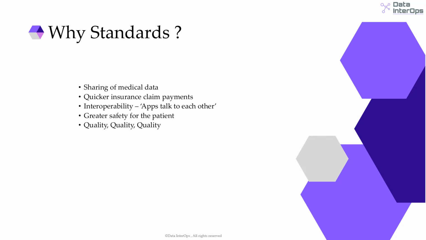And this will help in sharing of medical data quickly and generating insurance claims without human intervention. There will be a mostly error-free insurance claim mechanism. And then you have interoperability in place, which means applications talking to each other is called interoperability. So apps will be able to talk to each other, and then you have greater safety for the patient because it maintains utmost quality where human error is very, very low because you are exchanging data through the interfaces.